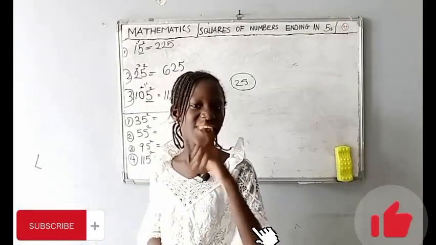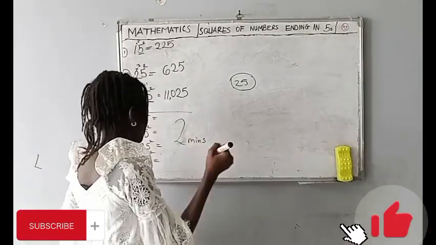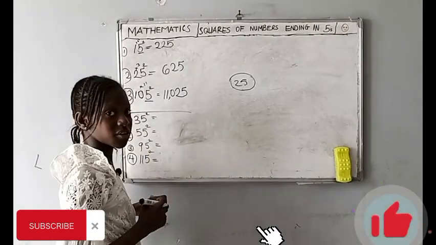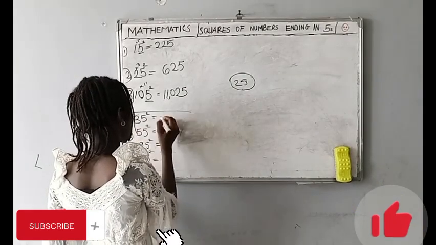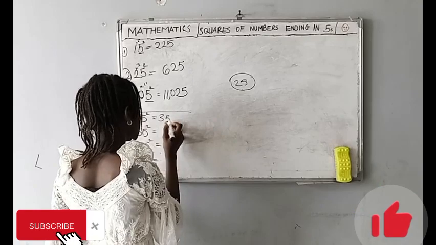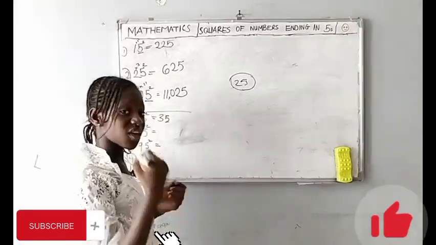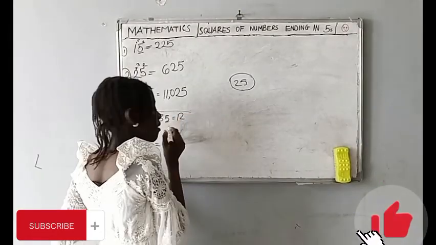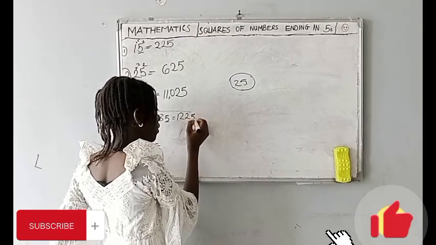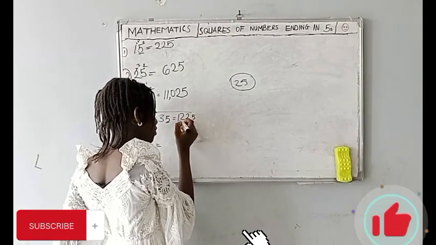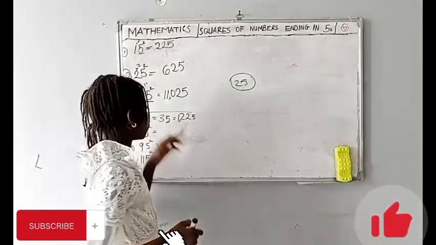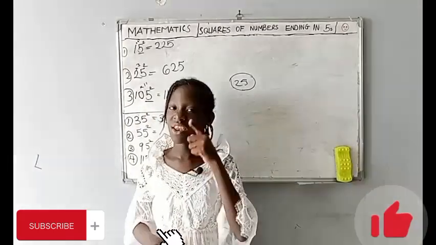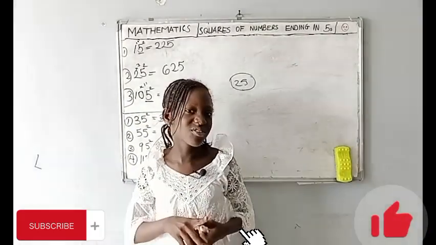Did you get it? Let's check. Firstly, we said let's solve 35 squared. We mark out our 5, right? Then multiply 3 by the successive number, which is 4. 3 times 4 is what? 12. 5 squared is 25. You count 1, 2, 3. 35 squared is 1,225. Did you get it? I hope you got it. If you got it, clap for yourself.